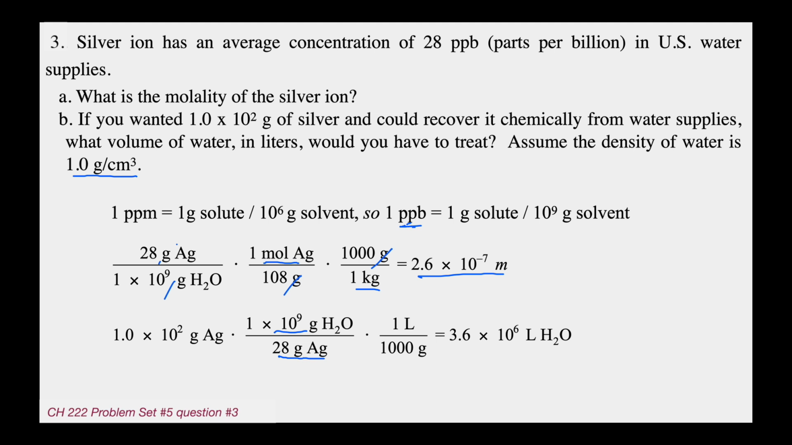And I want you to think about that number. That's 3.6 million liter containers of water. And you're probably familiar with a 2-liter container, which is what they put soda pop and stuff like that in, in stores. That would be 1.8 million of those bottles you'd have to go through to get 100 grams of silver out. And that also assumes that you have 100% efficiency, like you literally get all of the grams of silver out, which probably isn't going to happen.